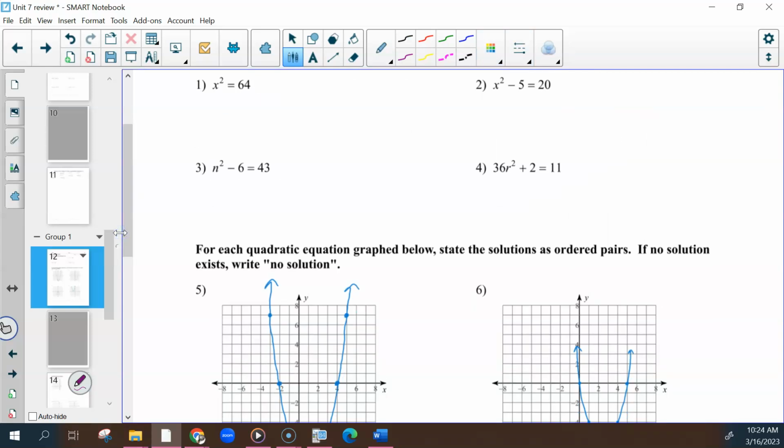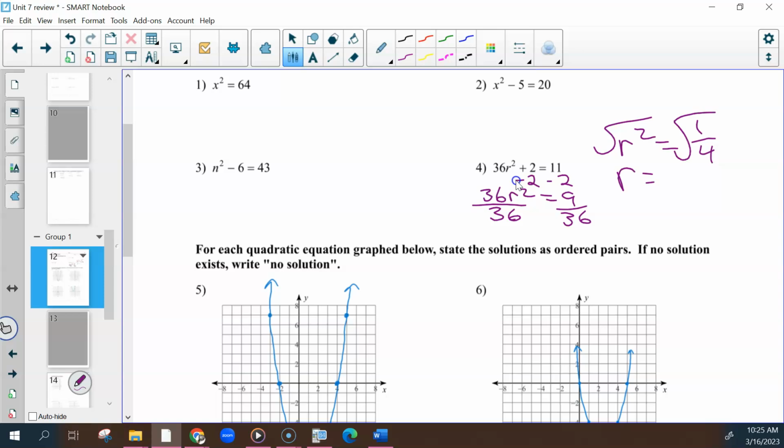So in this section, we are solving by taking the square root. So we have to isolate the variable, get it by itself, subtract 2 to both sides, divide on both sides, simplify if possible. That would become 1 over 4. Take the square root of both sides so that you get rid of the square. Remember that when you take the square root, this becomes plus and minus.